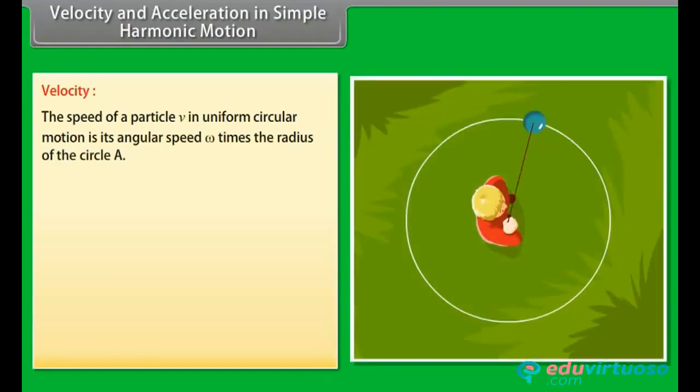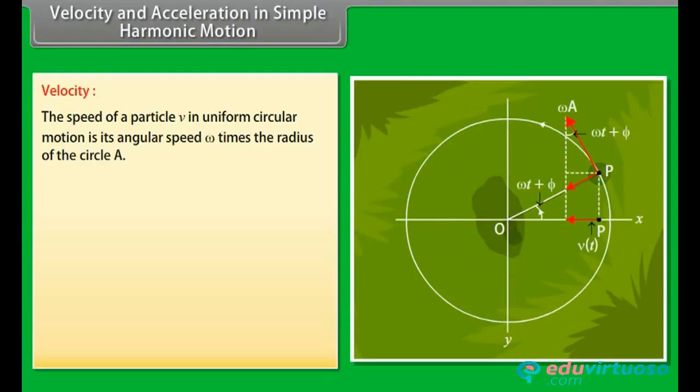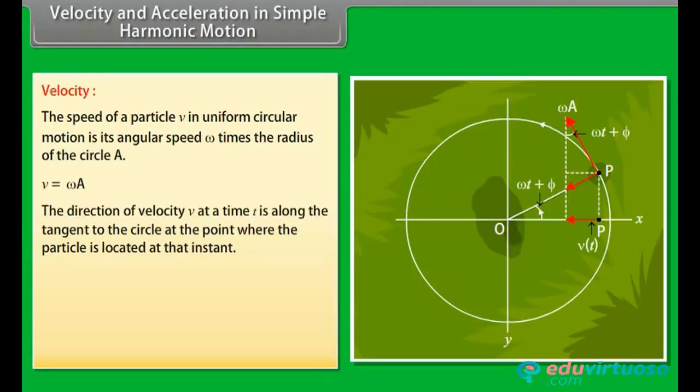Velocity and acceleration in simple harmonic motion. The speed of a particle v in uniform circular motion is its angular speed ω times the radius of the circle A. v = ωA. The direction of velocity v at time t is along the tangent to the circle at the point where the particle is located at that instant.